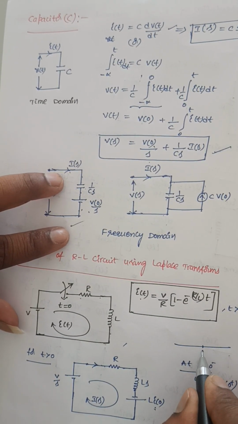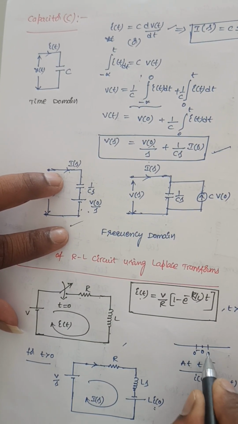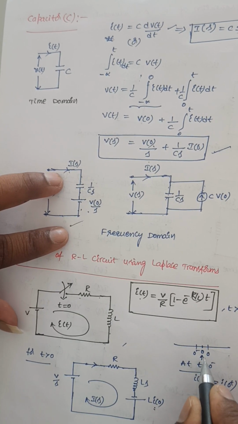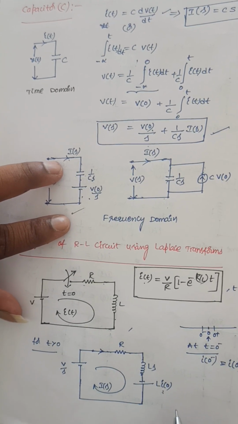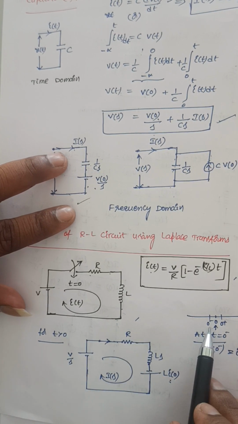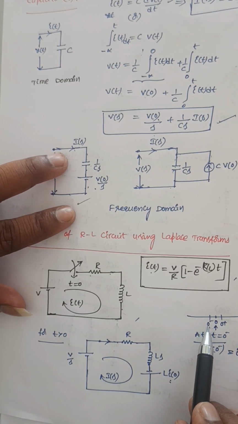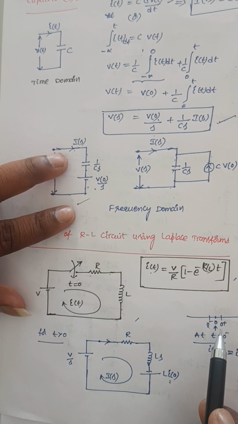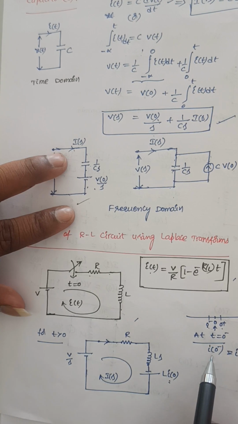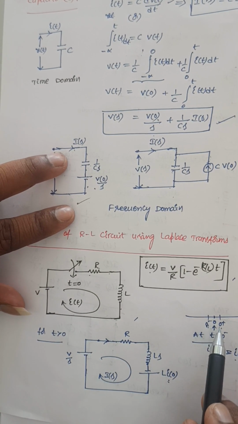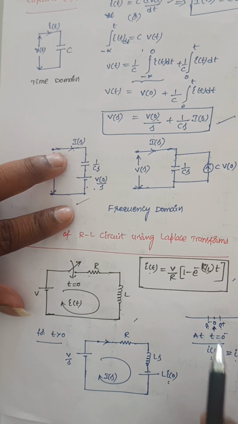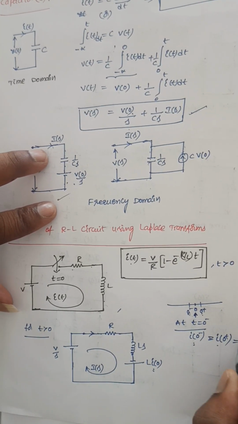It is switching action at 0, it is 0 minus just before the switching action, and 0 plus just after the switching action. Inductor doesn't allow sudden changes in current. That means whatever the current that is flowing at t is equal to 0 minus, the same current will flow through the inductor at t is equal to 0 plus also. That is what I am indicating here. So the same current is flowing here and here. So the same current will flow at t is equal to 0 also. So that is I of 0.